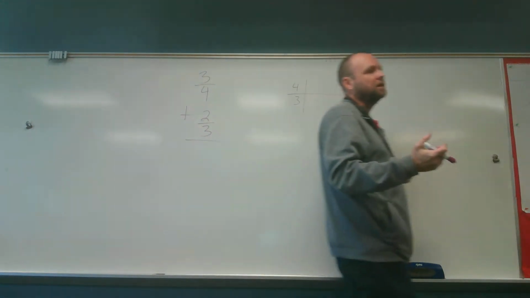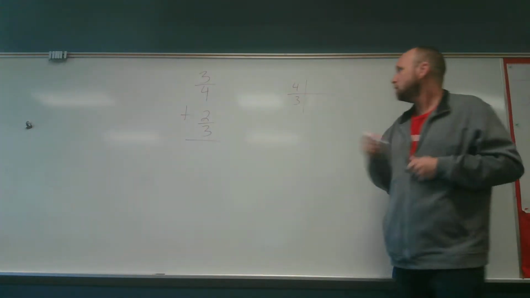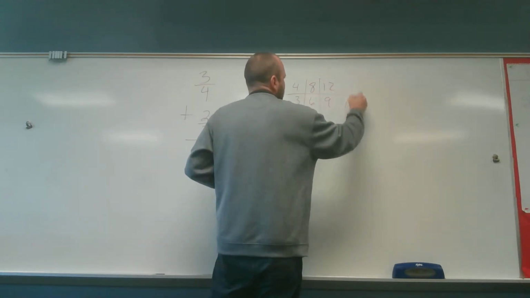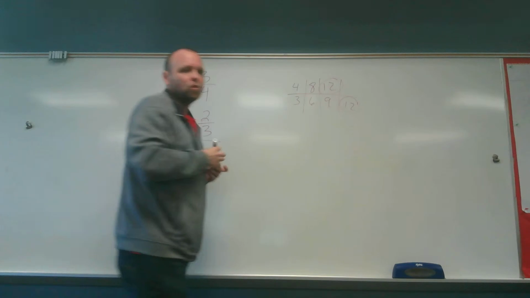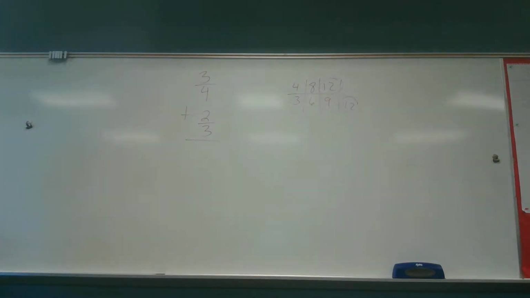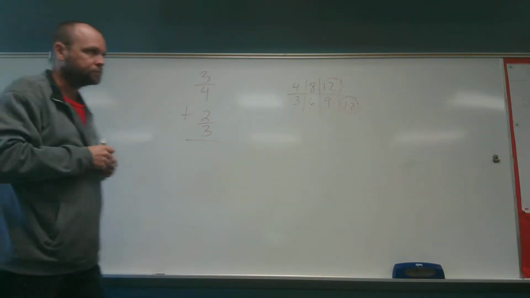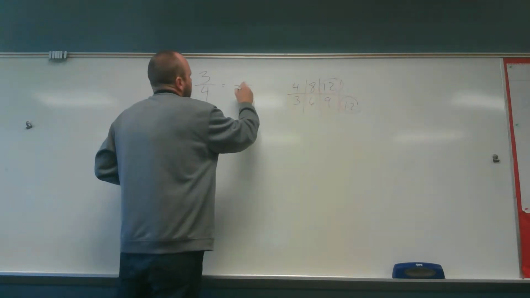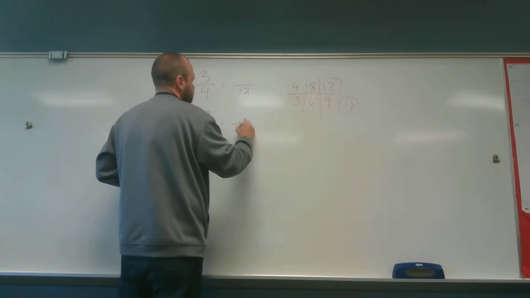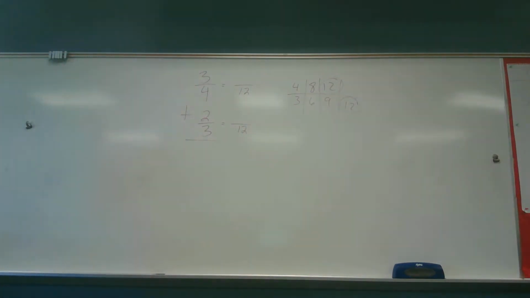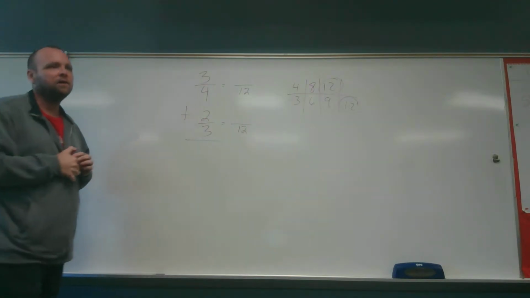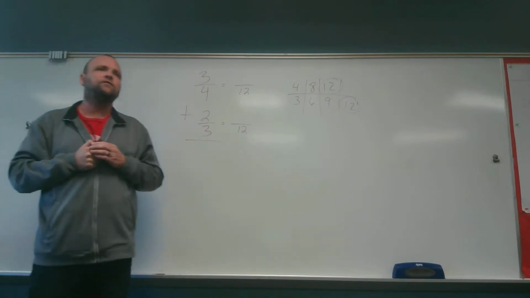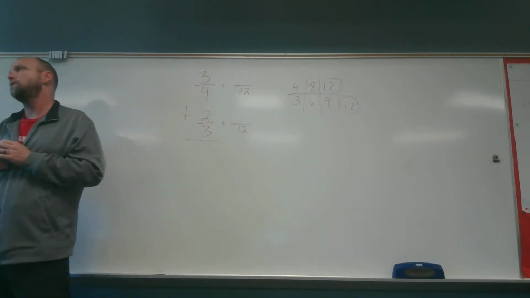So Colin, what would be my least common multiple? 12. So if I went for a 12, 3, 6, 9, 12. The first one that shows up, the first common multiple they have is 12. So we change this so that they're both over 12. Now you can't just move the numerator over. That would be silly. That would change the value of the fraction. We need the value of the fraction to remain the same.